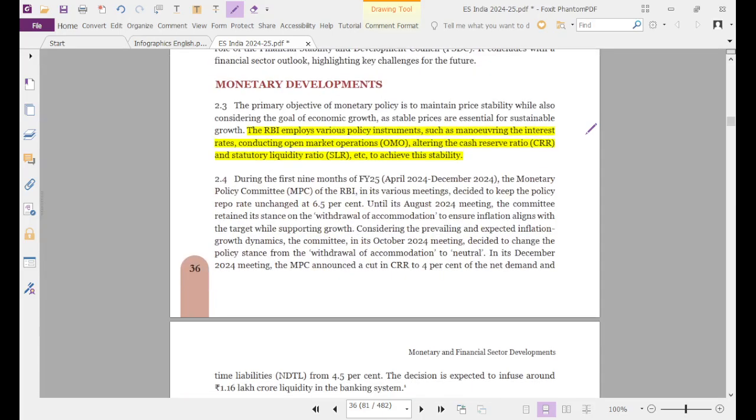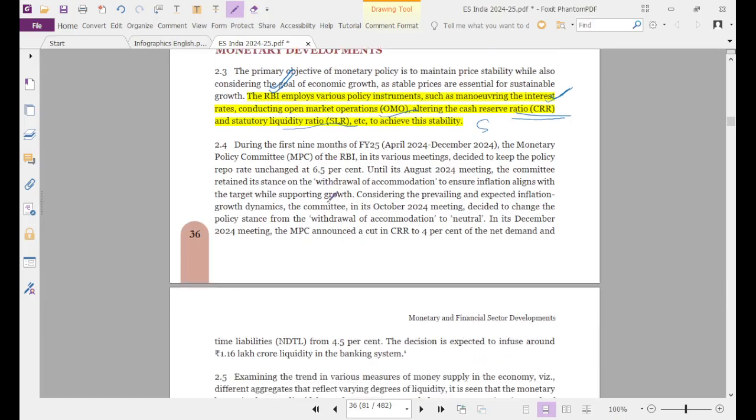RBI, as the head and the pivot, has a pivotal role to employ various policy instruments in terms of economics, such as decreasing or increasing interest rates, open market operations, cash reserve ratios. There is SLR also, the statutory liquidity ratio, and repo rate operations, right? All that is taken care of by the RBI. That's how it holds the steering of the economy and takes it in the right direction.